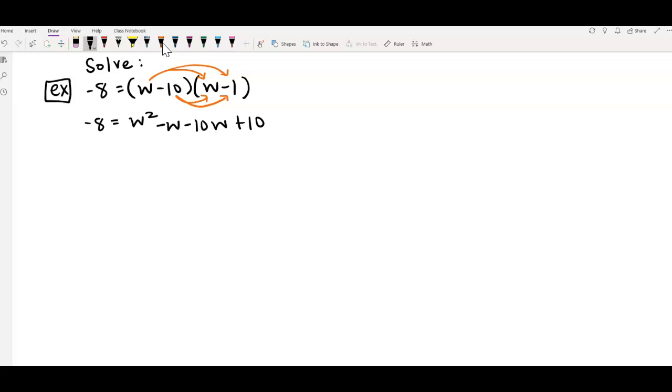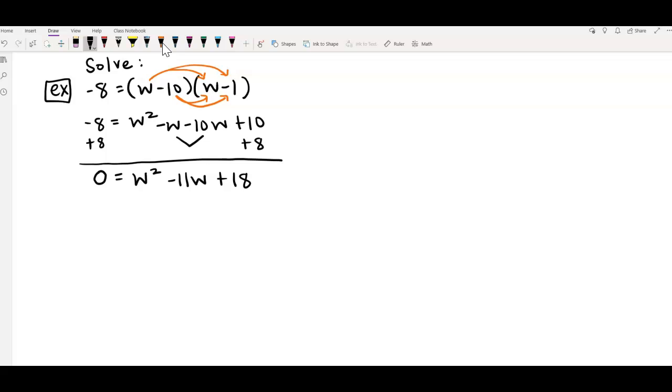Right? And then it doesn't matter which side I get equal to 0. It looks like it's going to be easier to get my left side equal to 0. So I'm going to go ahead and add my 8 over, and now I can add that with the 10 to get that together. But I can also combine my w terms. So I'm going to do that in the same step. So I get 0 on the left side equals w squared minus 11w, right, plus 18.